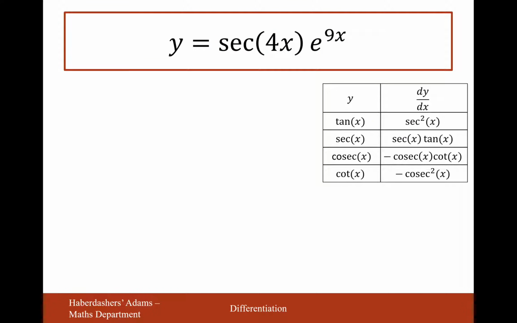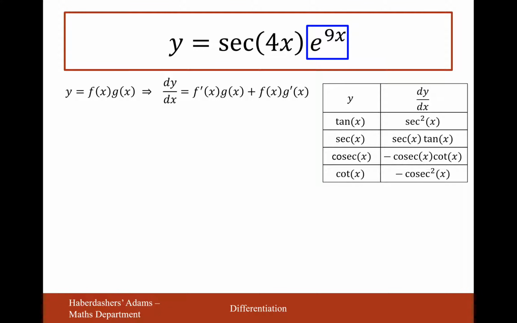Sec 4x e to the 9x. Well, this here is going to be the product rule. We have two functions that are being multiplied together, sec 4x and e to the 9x, but inside there is a 4 and a 9 inside both of our two functions. So remember, when we differentiate, this 4 and this 9 will pop to the front as a scale factor and will also stay inside the brackets. So let's get started on this derivative.